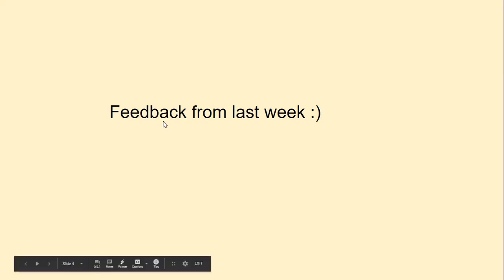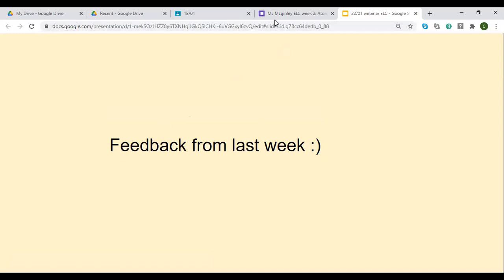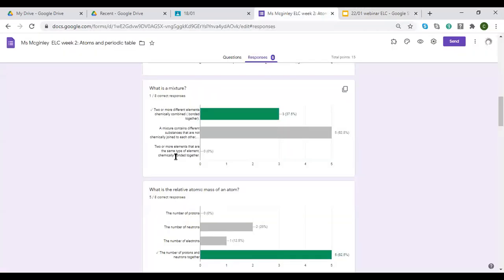I just wanted to quickly talk about one question that came up in the Google Form. There was one where there was a slight mistake on it. This question here said, what is a mixture? The answer is actually this middle one: a mixture contains different substances that are not chemically joined to each other, which most of you put the correct answer for, so well done.